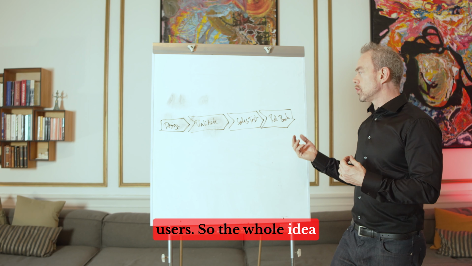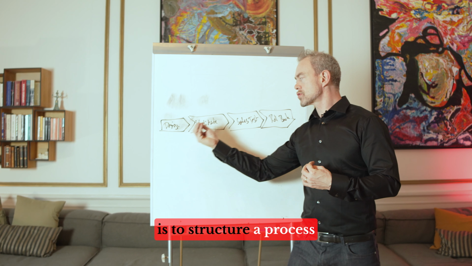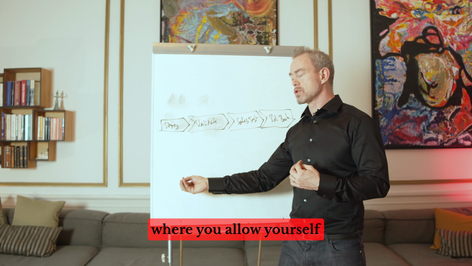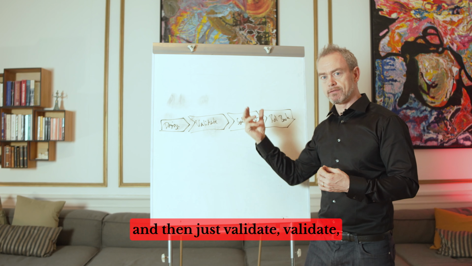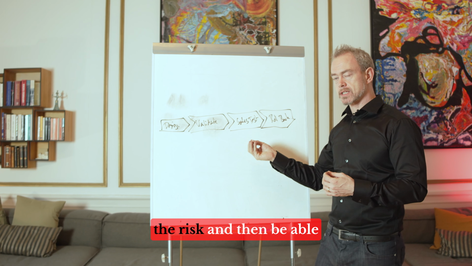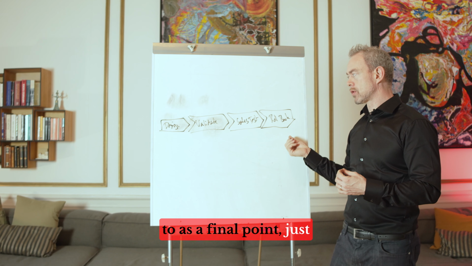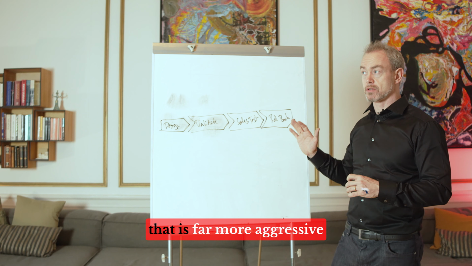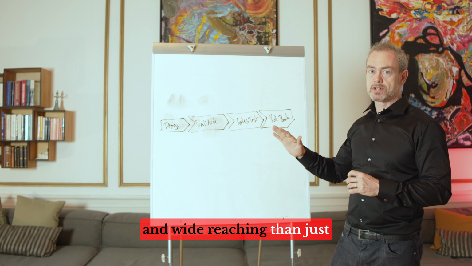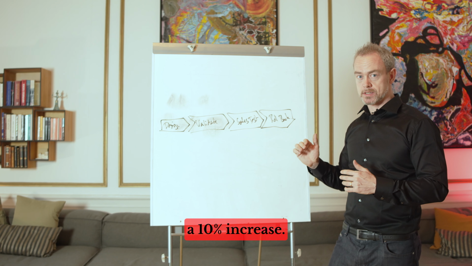So the whole idea is to structure a process where you allow yourself to be maximally aggressive and then validate in order to mitigate the risk, and then be able to, at the final point, with absolute confidence, pull the trigger on something that is far more aggressive and wide-reaching than just a 10% increase.